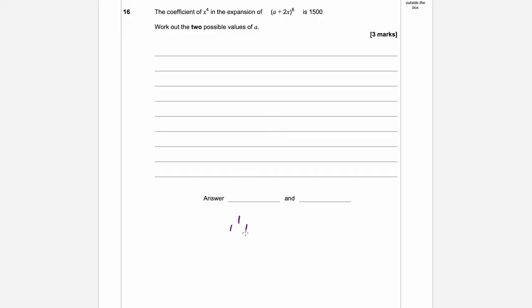1, 1, 1, 1, 2, 1, 1, 3, 3, 1. I need to go to 6. 1, 4, 6, 4, 1, 1, 5, 10, 10, 5, 1. Then 1, 6, 15, 20, 15, 6, 1.